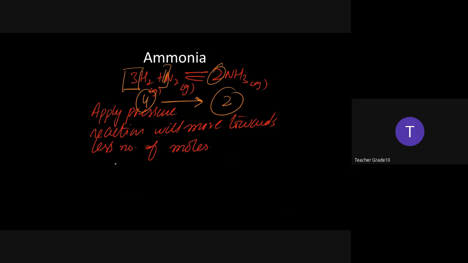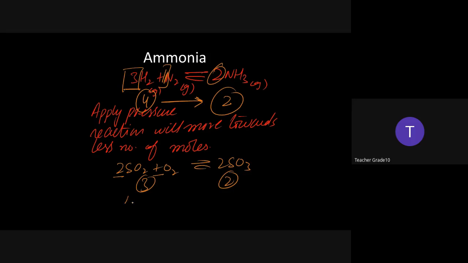Same as, for example, if we have this equation: 2SO2 plus O2 gives 2SO3. You can see over here that we have 2 plus 1, so 3 moles over here and 2 moles over here. If you want to increase the product SO3, we can apply pressure over here. It will increase your product because there are fewer moles at the product side.